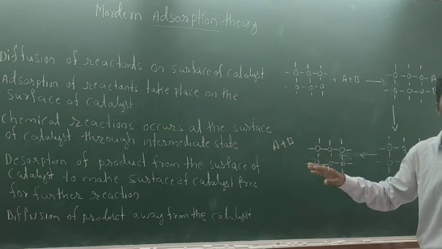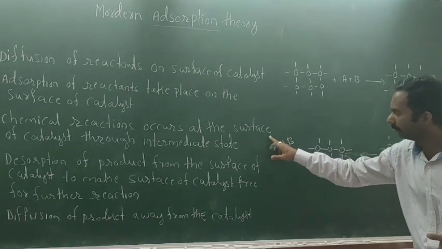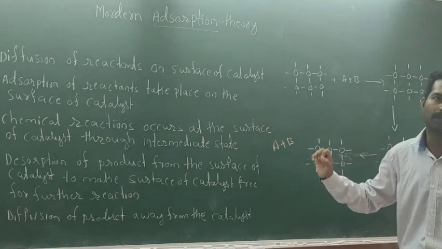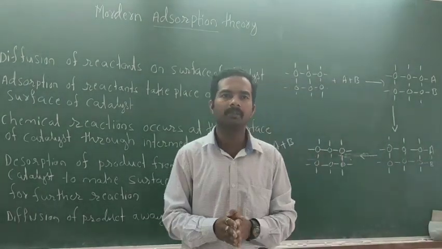The fifth one is diffusion of the product away from the catalyst. The product that was formed leaves the catalyst and moves away. So this is the modern adsorption theory.